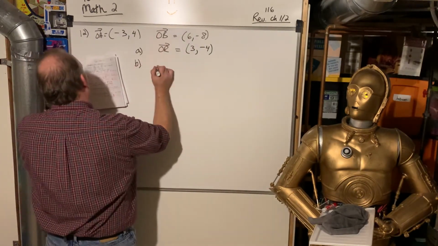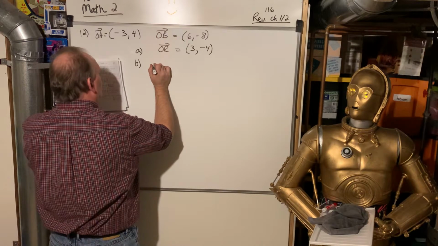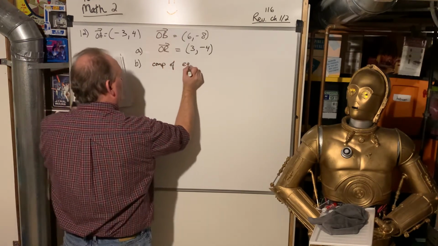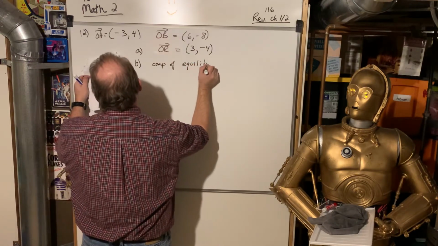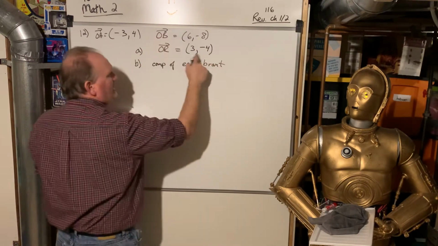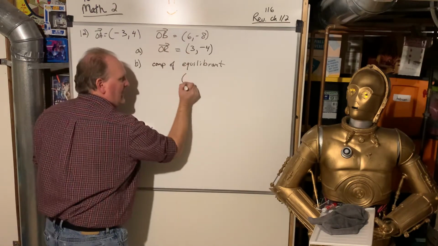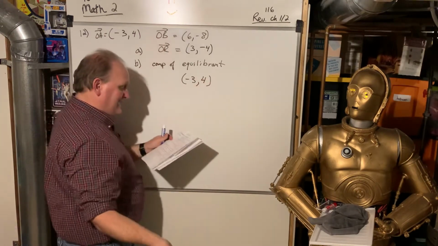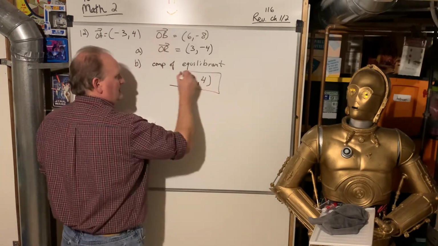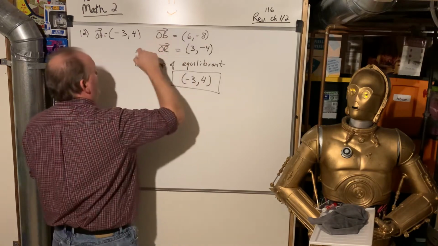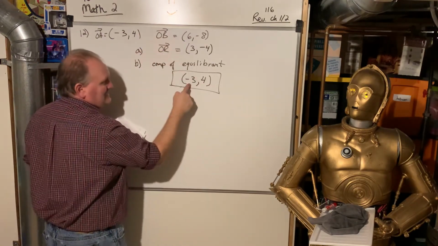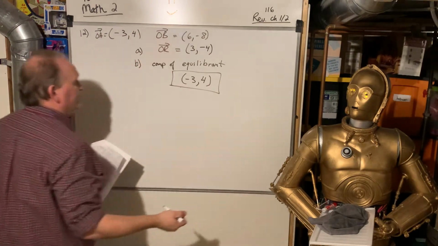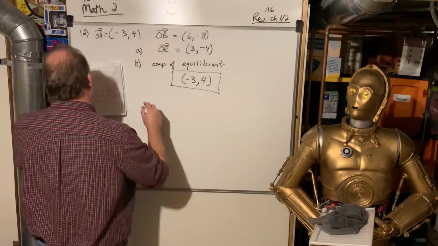And then they want the components of the equilibriant. So that's a big word, equilibriant. That is what would zero this out. What would make this not move? Well, the opposite of that is -3, and the opposite of that is +4. That is the coordinate that will, if I add this and this together, we'll get a resultant of 0, 0. And so that's an equilibrium point.